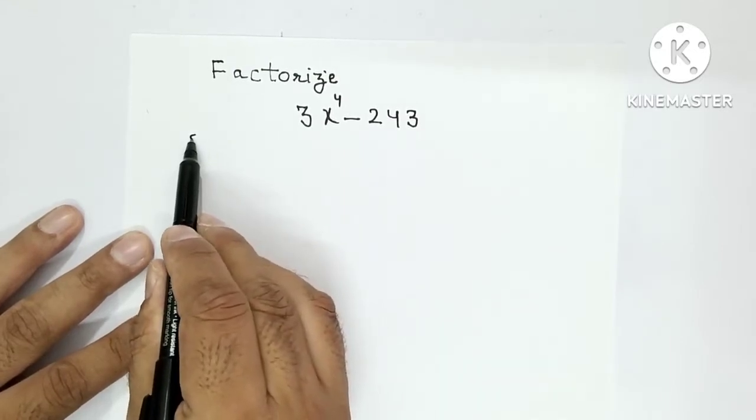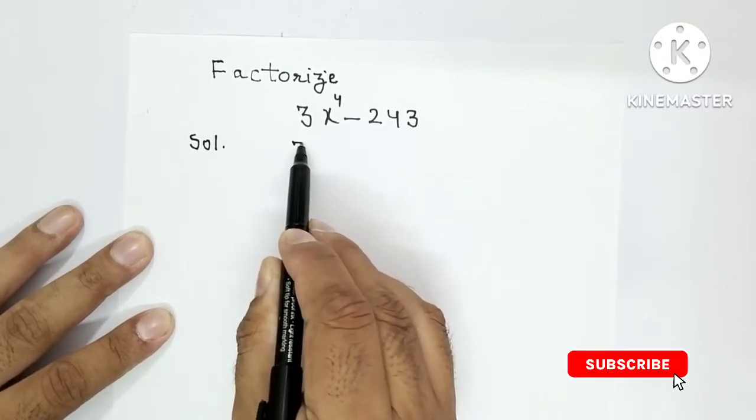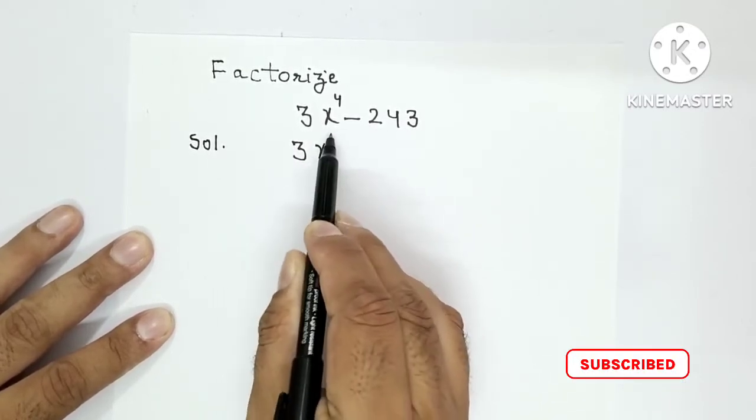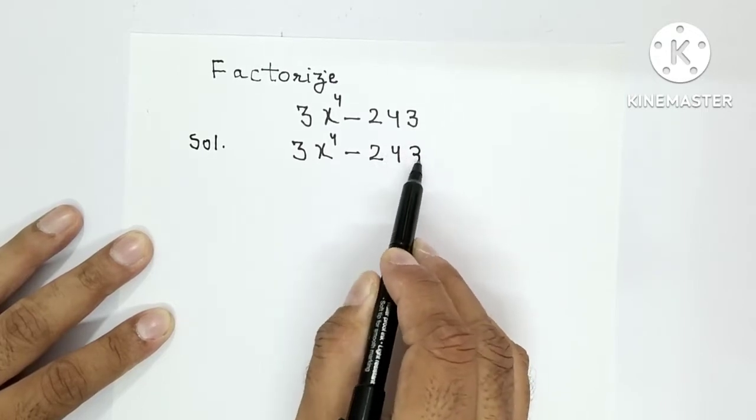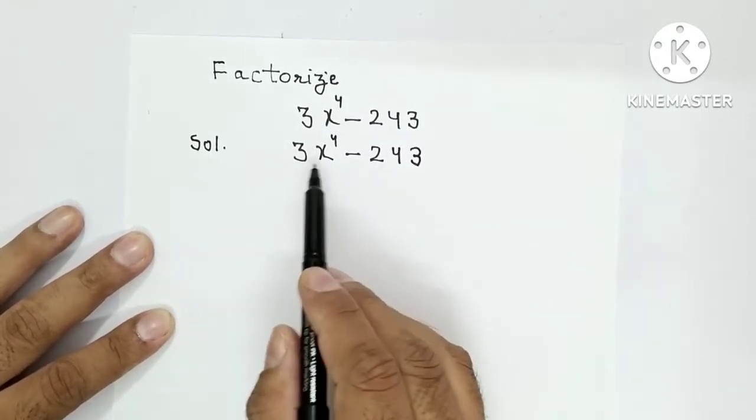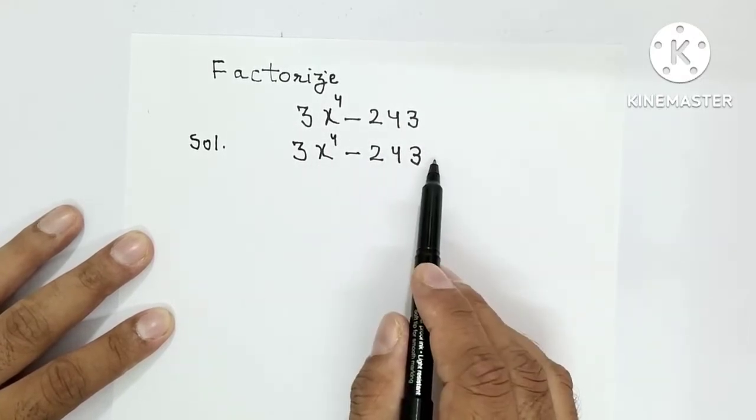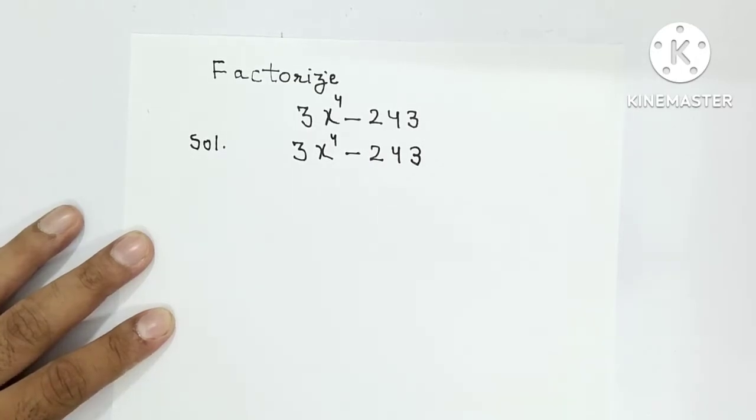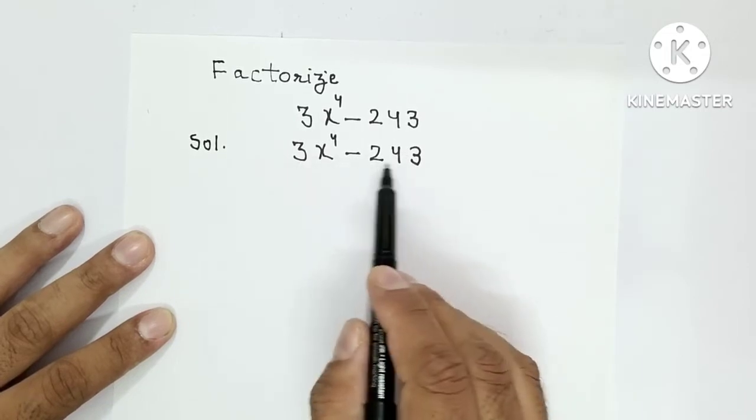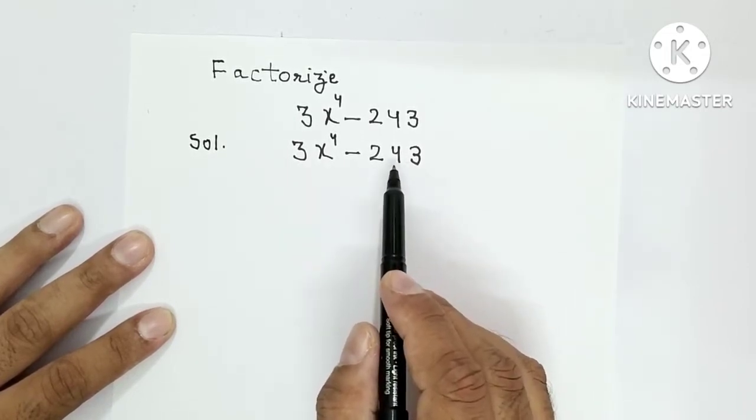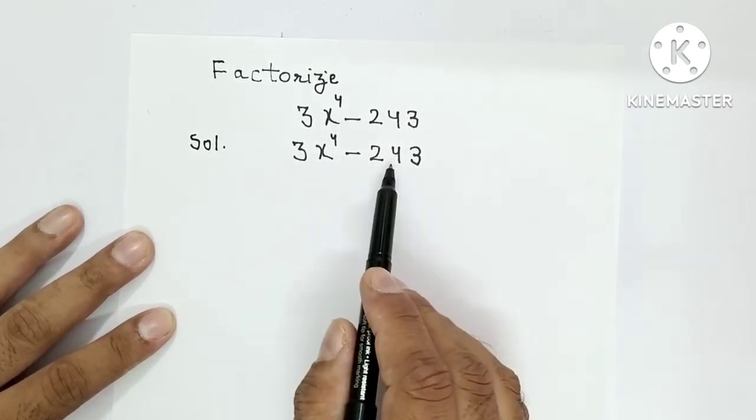Now this is an extra question of algebraic identities. What is to be done here? First, write 3x power 4 minus 243. There are two terms here. Here there is a term of x, but no term of x exists in the second term. Here the constant number is 3 and here it is 243. So you need to take something common from this term and this term.